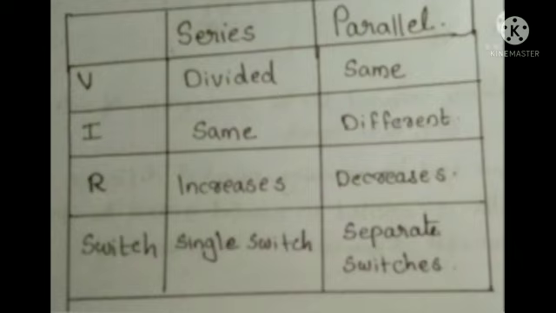V, potential difference: in the case of series divided, parallel same. I, current: in the case of series same, parallel different. R, effective resistance: in the case of series increases, parallel decreases. Switch: in the case of series a single switch is used. In the case of parallel, separate switches are used. So we can understand the difference between series connection and parallel connection.